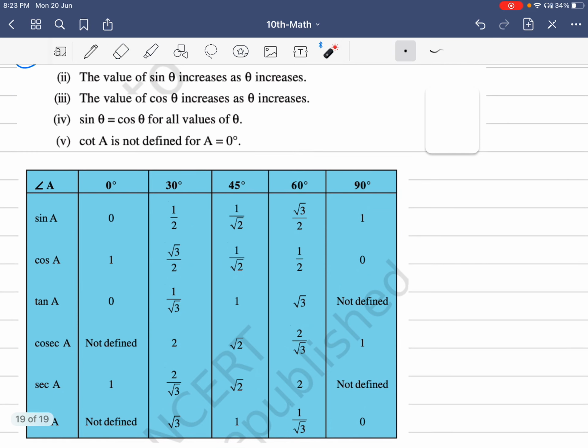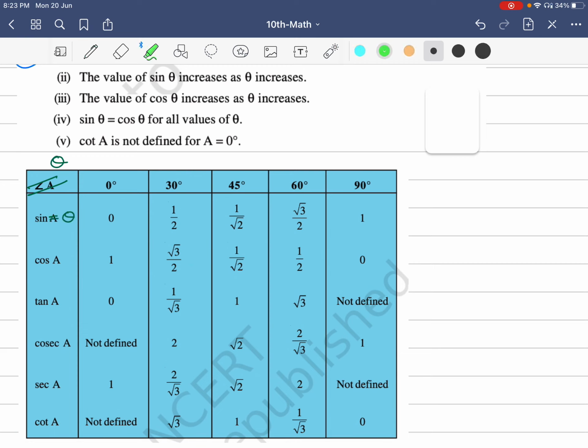Statement number two reads, the value of sine theta increases as theta increases. So this is our theta. Here it is written angle A, but it doesn't matter. Even if I strike it out and make this theta, it's the same. Theta is again some variable like A, and theta is increasing. So sine theta is increasing, this is what the statement reads.